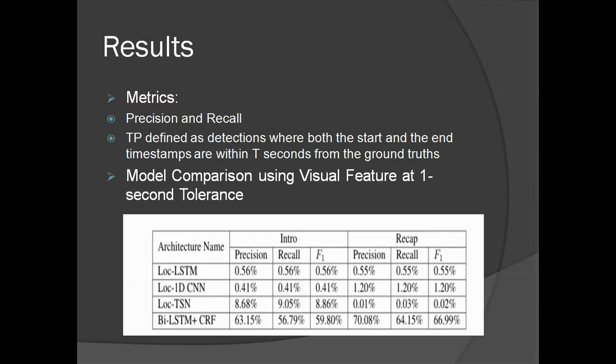We can see from this table that the proposed method has significantly better performance than the alternative approaches that frame intro and recap detection as a temporal action localization problem using visual features. We can really see the gradual increase in the precision and recall for both intro and recap, where you can see at the bottom of the table how it increased to 63% for precision in intro and 56.79, almost 57% for recall, and the same goes for recap. This is a massive increase in numbers.